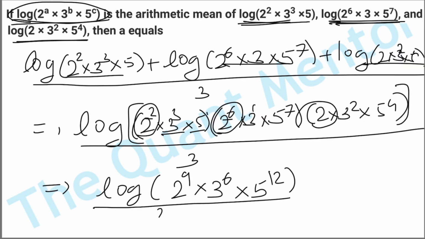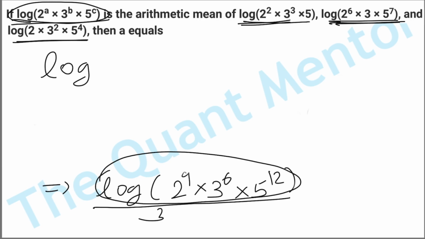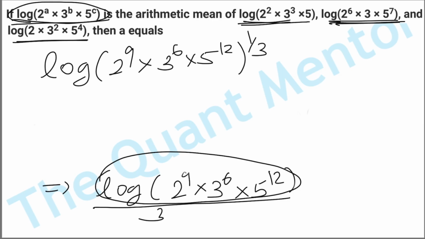This entire thing is divided by 3. So this entire expression is divided by 3. This means it is like log of 2 raised to 9 into 3 raised to 6 into 5 raised to 12, the whole raised to 1 by 3. And this is what brings 1 by 3 outside and we have 3 in the denominator, right?